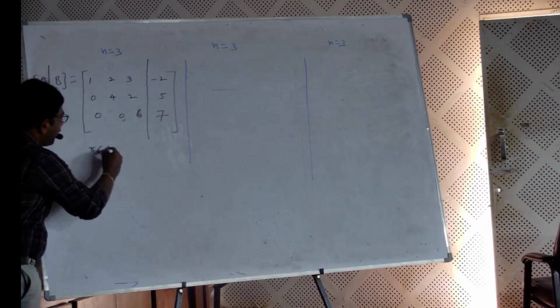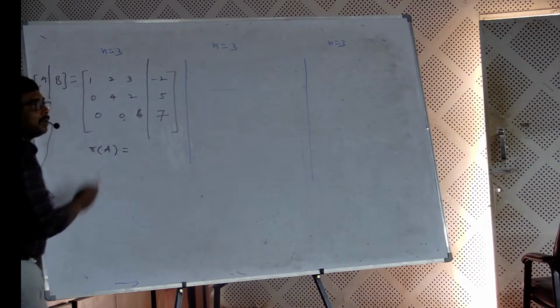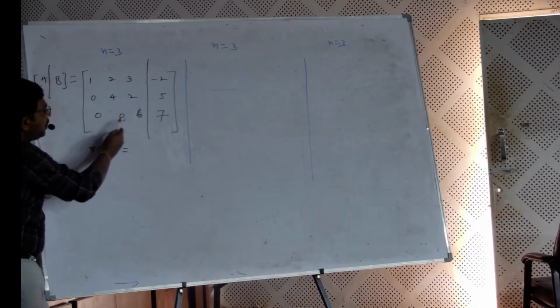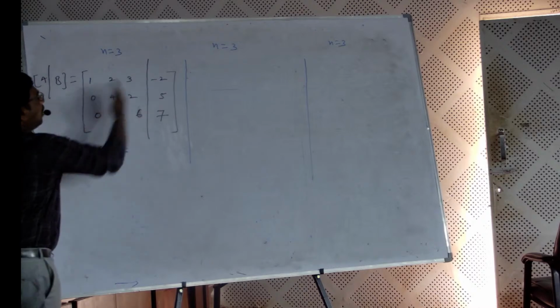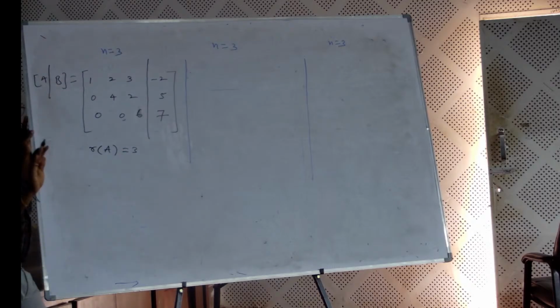What is the rank of A? Only rank of A. 1 2 3 non-zero row. 0 4 2 non-zero row. 0 0 6 is the echelon form. How many non-zeros are there? 3. This is in terms of A.